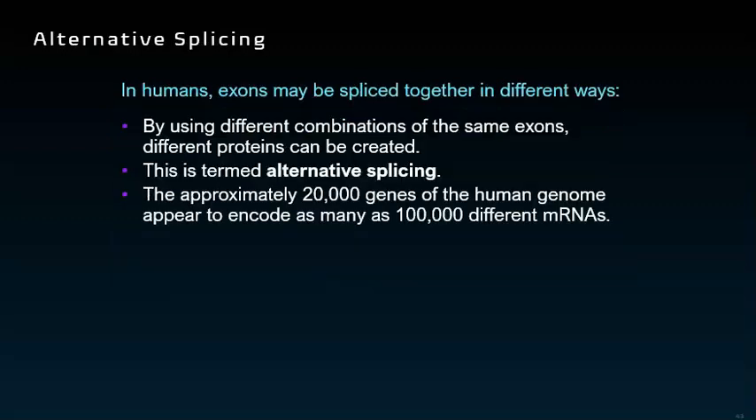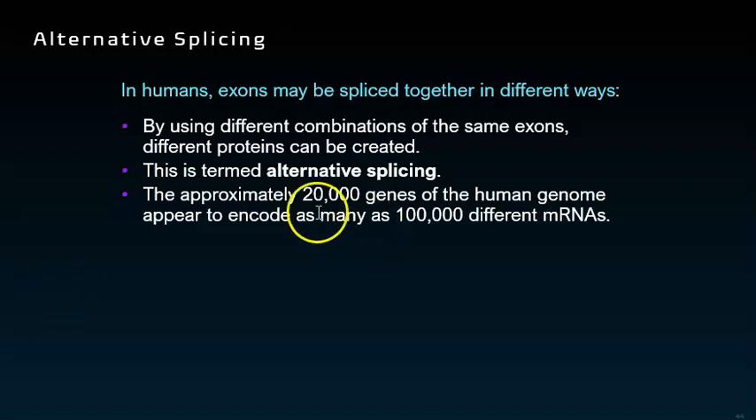So in humans, exons may be spliced together in many different ways. And by using these different combinations of the exact same exons, different proteins can be created. This is termed alternative splicing. And that's what results in, we only have approximately 20,000 genes in the human genome that are encoding proteins, but we can still make like 100,000. Those are approximate numbers, but it's close.